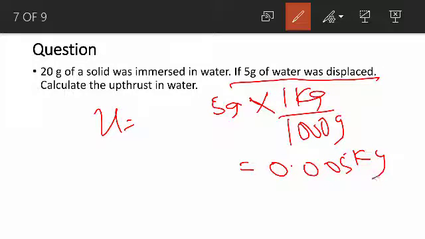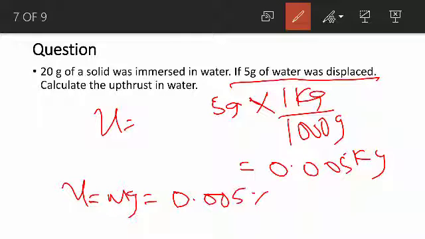And that is going to give us 0.005 kilogram. So my upthrust will be the mass of the liquid displaced multiplied by acceleration due to gravity. So you're going to get 0.005 multiplied by 10, and that will give us 0.05 newtons. So our upthrust is 0.05 newtons.